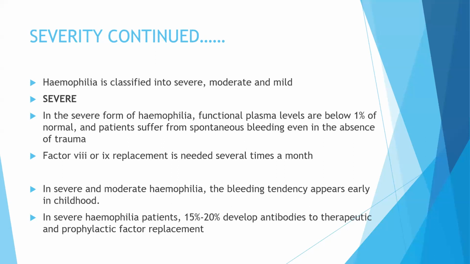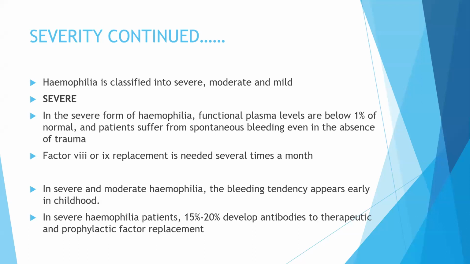This severity, just as I've said, is severe, moderate, and mild. In severe cases, the functional plasma levels are below 1% of normal, and the patient suffers from spontaneous bleeding even in the absence of trauma. Even when a person is just resting and sitting, they start bleeding from the joints, from the muscles, anywhere, and the patient will start feeling the auras of bleeding. Factor 8 and factor 9 replacement is needed several times in a month for a severe bleeder.